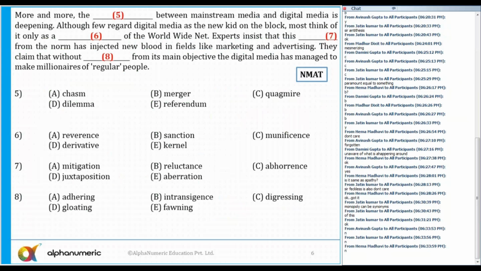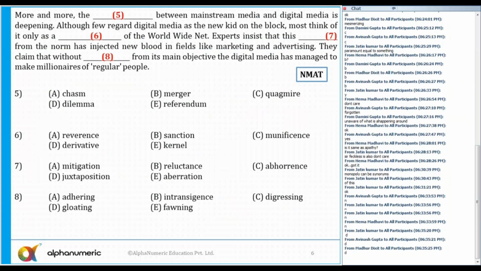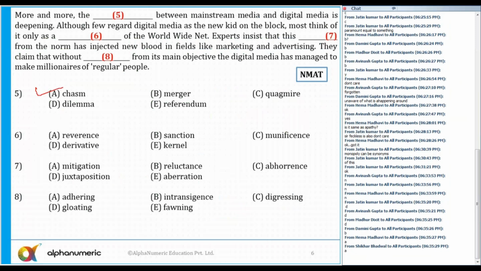Okay. More and more, the dash between mainstream media and digital media is deepening. It has to be a gap. The gap between mainstream media and digital media is deepening. The word for gap is chasm. Chasm means gap. Dilemma is not right.